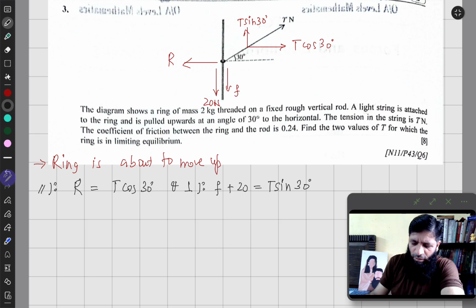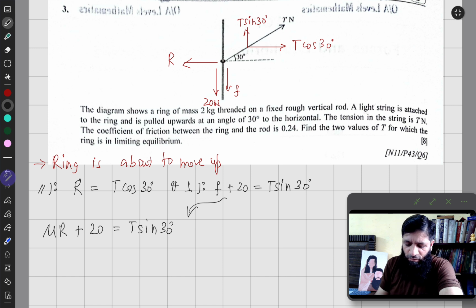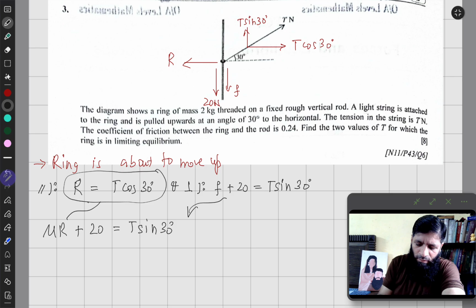So you can use this equation. You know that F is basically mu R, so mu R plus 20 will be equal to T sin 30, and mu is given, which is 0.24, and R can be placed from here. Mu is 0.24 and R is basically T cos 30, plus 20 is equal to T sin 30.